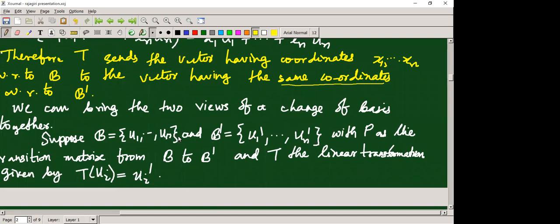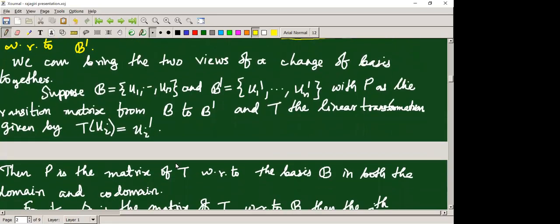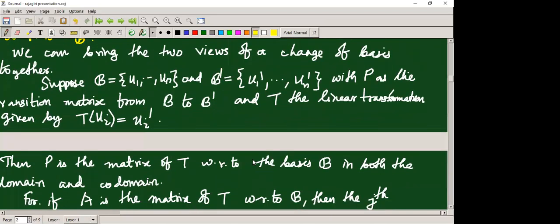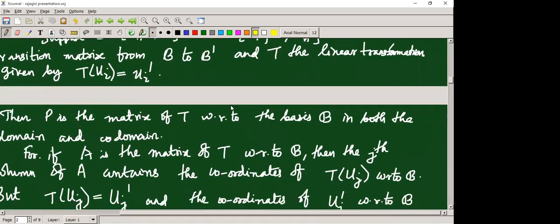Suppose B is equal to u1, u2, etc., un, and B dash is equal to u1 dash, u2 dash, etc., un dash, with P as the transition matrix from B to B dash, and T the linear transformation given by T of ui is equal to ui dash. Then P is the matrix of T with respect to the basis B in both the domain and the codomain. So what is our transition matrix then? Our transition matrix is actually the matrix of T with respect to B, B.